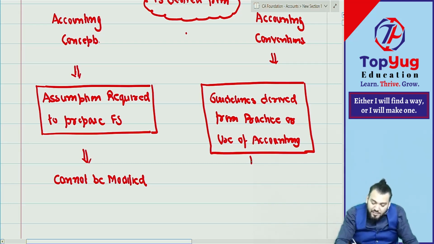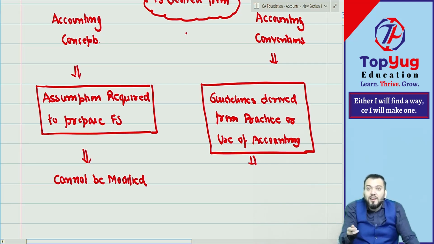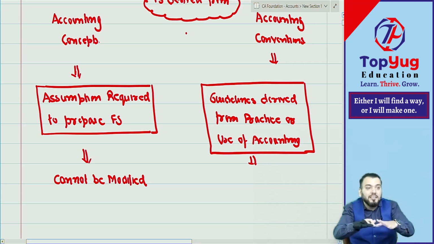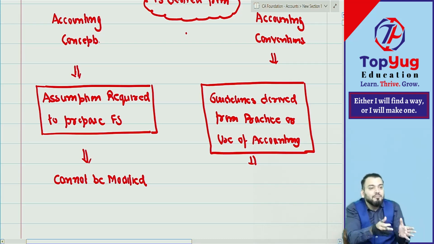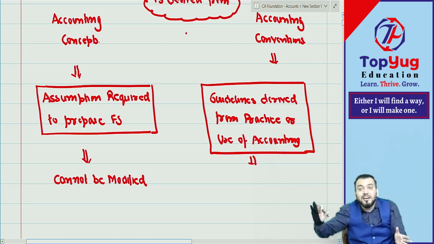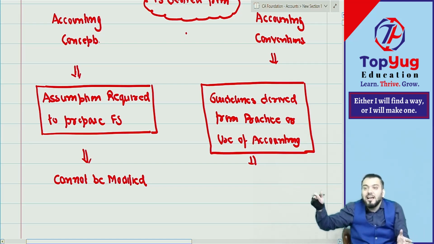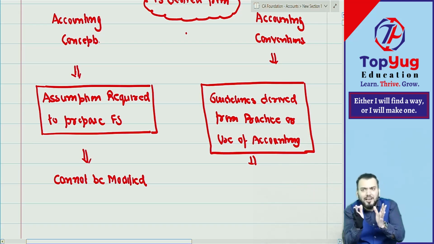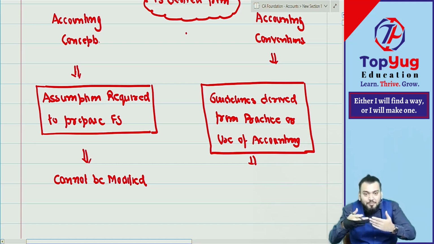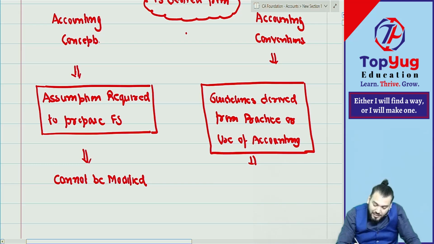But conventions can be modified as per our requirement. It might happen that in India we use one set of conventions, but in the US the conventions may be different as per their economic condition. Are you able to understand what I am saying? So these conventions can be modified as per our requirement.